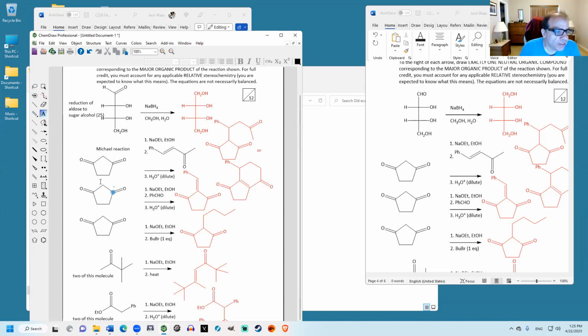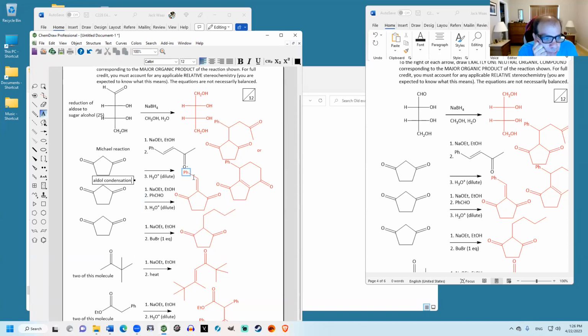The next one is an aldol condensation. And the way I know that is because I'm treating the enolate that I get from this species with an aldehyde or ketone. Again, remember, PhCHO is benzaldehyde, Ph, C double bond O, H. So the enolate attacks the benzaldehyde carbonyl carbon.